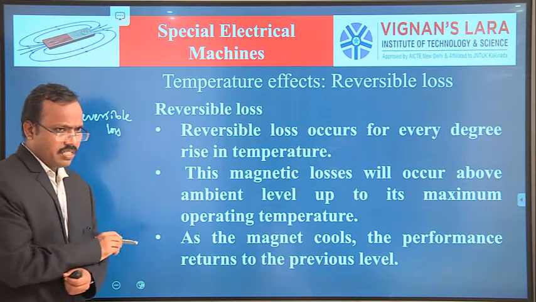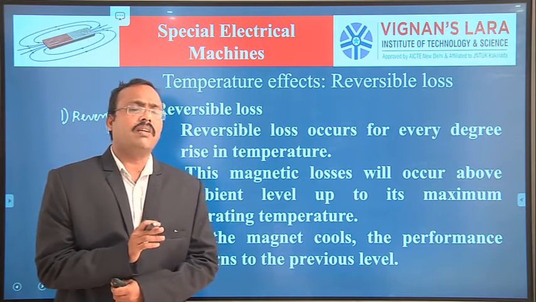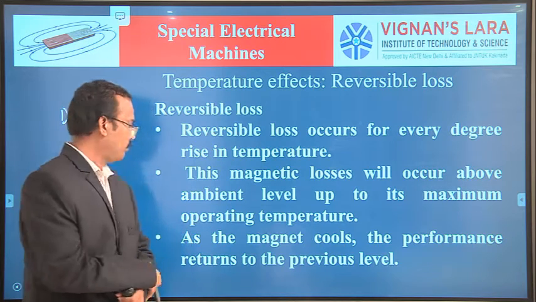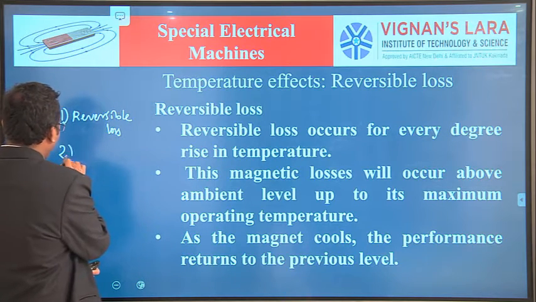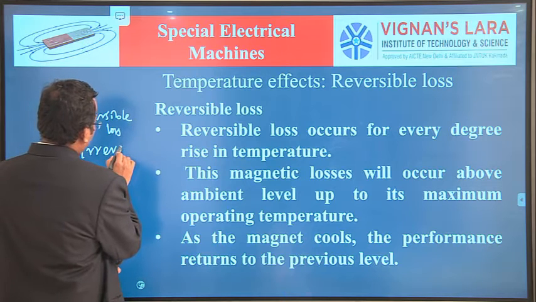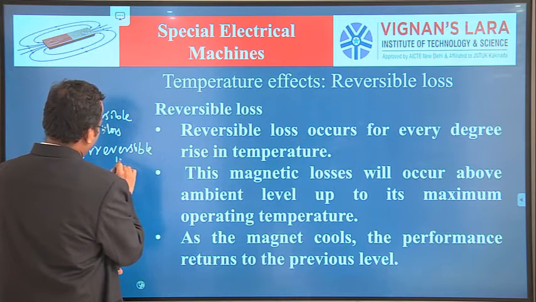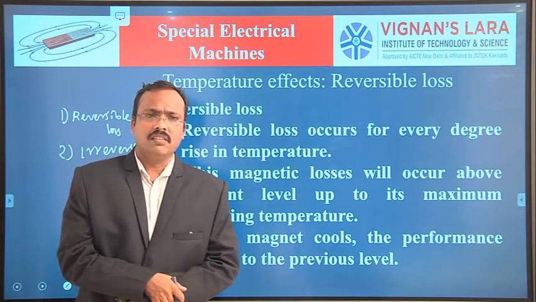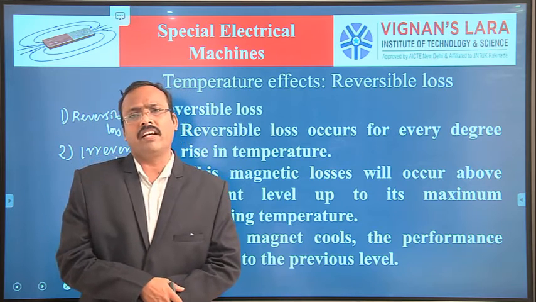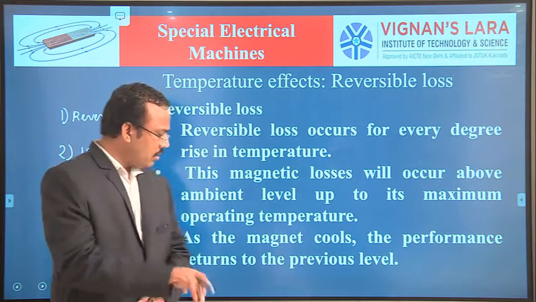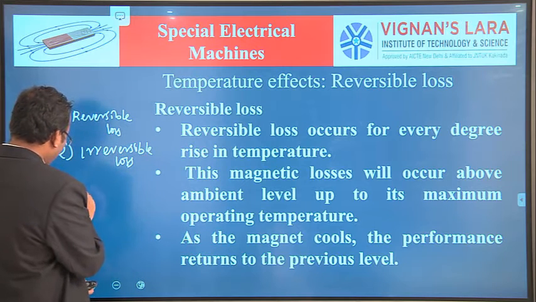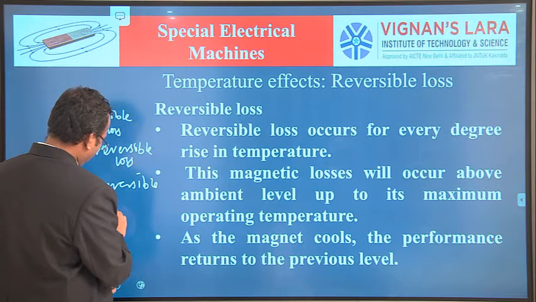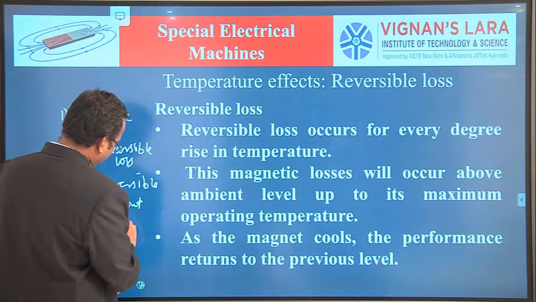So this type of losses, once loss occurs, after some time it will be recoverable. It will regain automatically. The second one is irreversible losses. Once these losses occur, we cannot recover. The third loss is called irreversible losses, but recoverable losses.